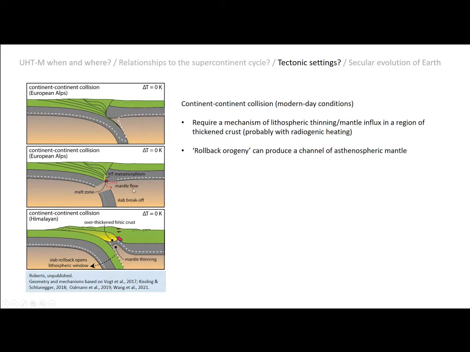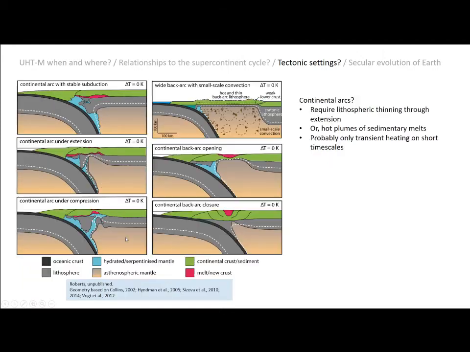Two potential ways of doing this are through slab breakoff, as has been recently proposed for the Gruf complex in the Alps, although in this case, slab breakoff probably occurs much deeper than drawn here, and this is based on the model of Jeff Ullman et al. just recently. And another mechanism is slab rollback. This can potentially open up a channel for hot mantle to rise and get closer to the lower, over-thickened crust. And this is perhaps a viable mechanism to explain how we got to UHT conditions in the Himalayan orogeny in the Miocene, as evidenced by a recent paper by Wang et al.